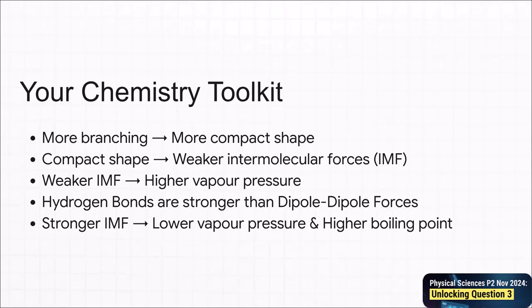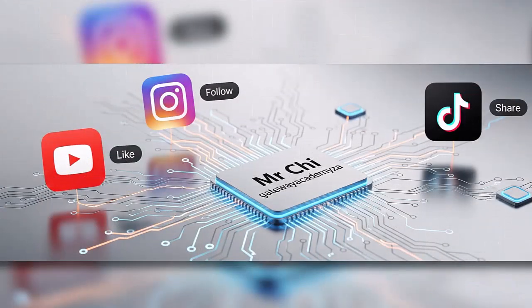And never ever forget the force hierarchy. Hydrogen bonds beat dipole-dipole forces every time. And stronger forces always mean lower vapor pressure and a higher boiling point. This is your key to so many problems. And just like that, we've conquered question 3.